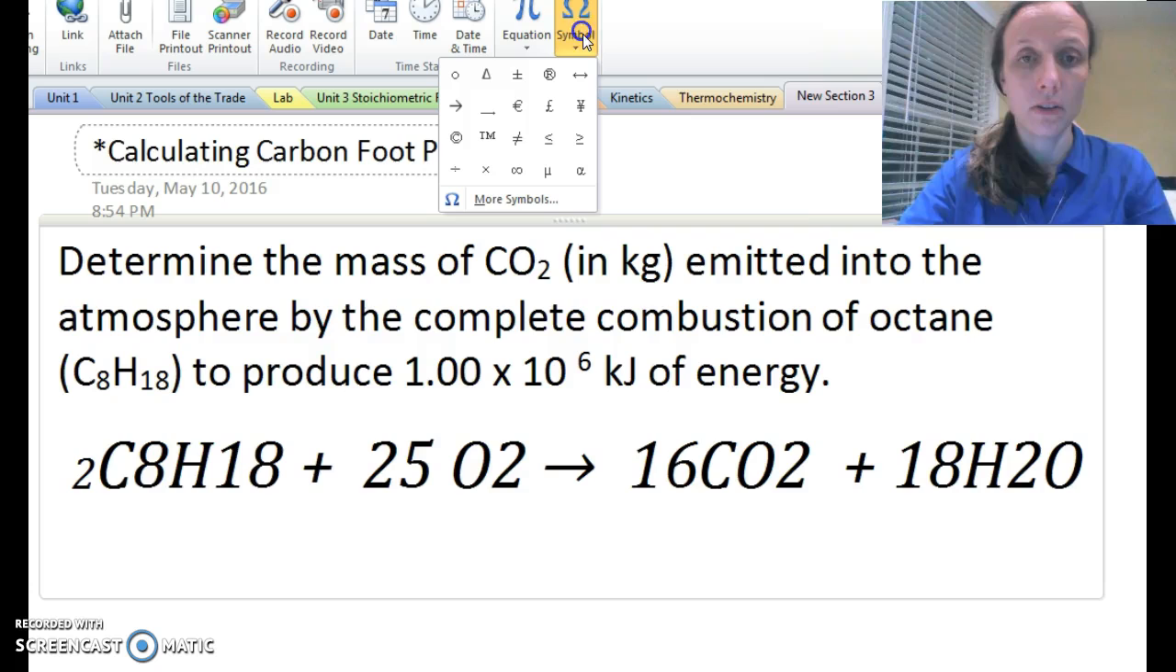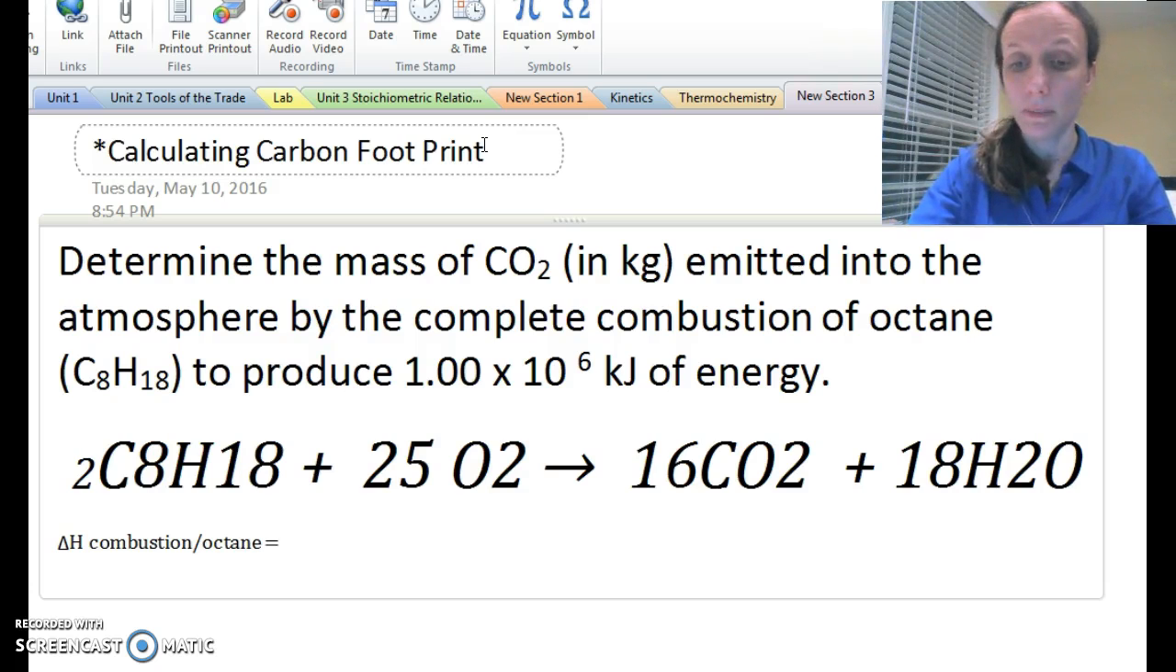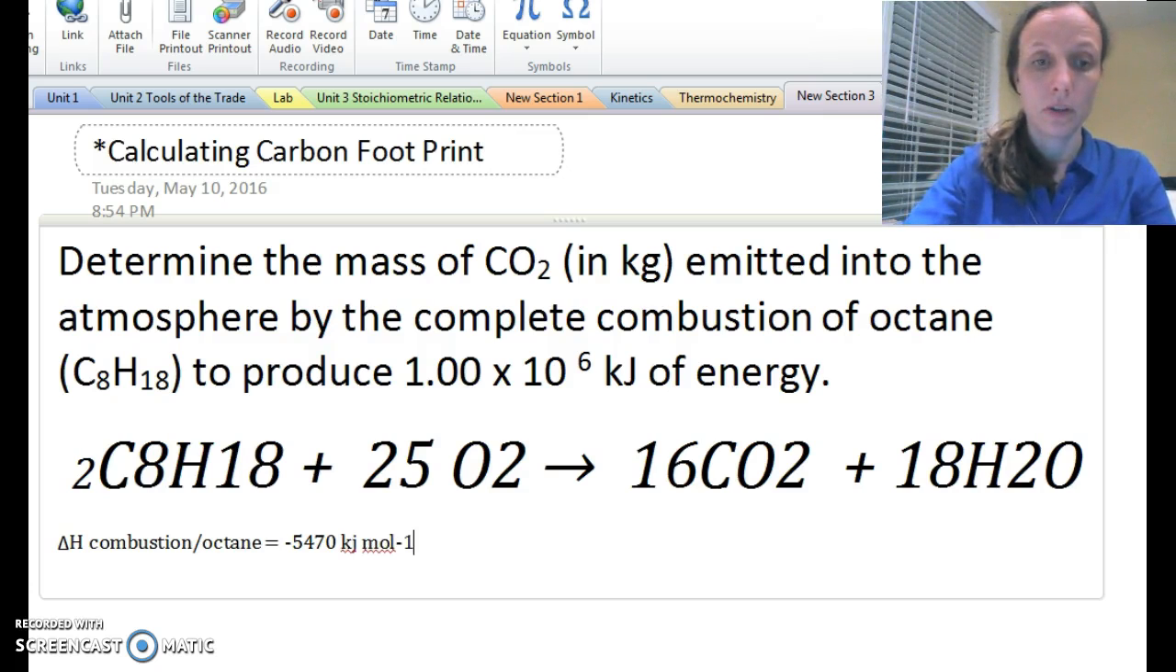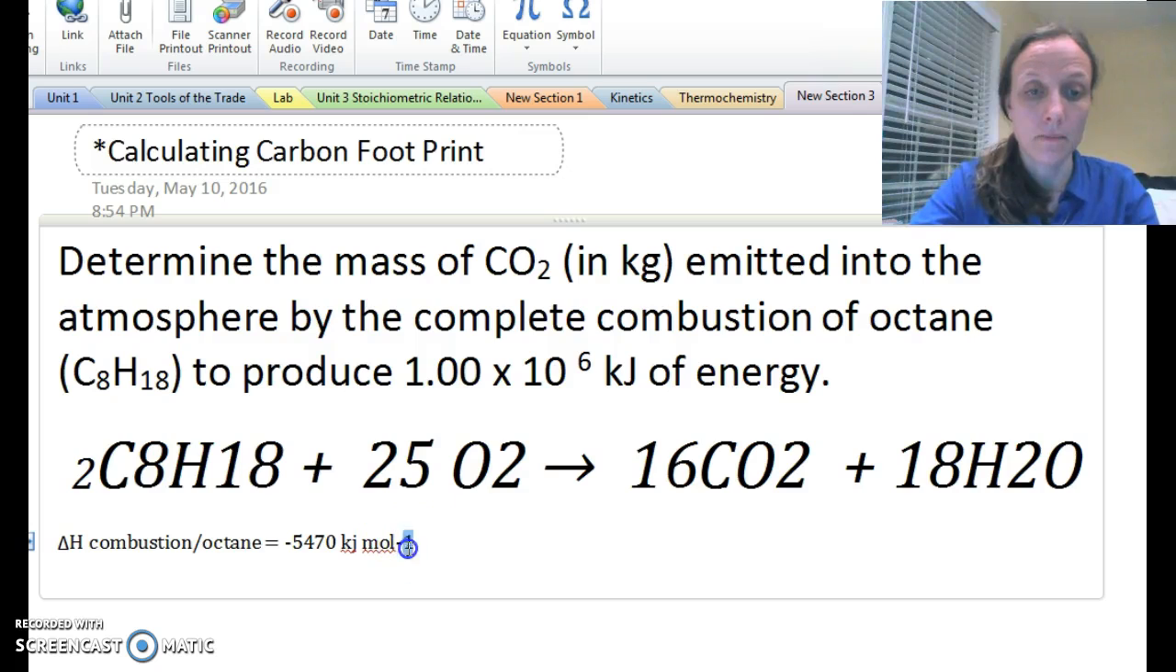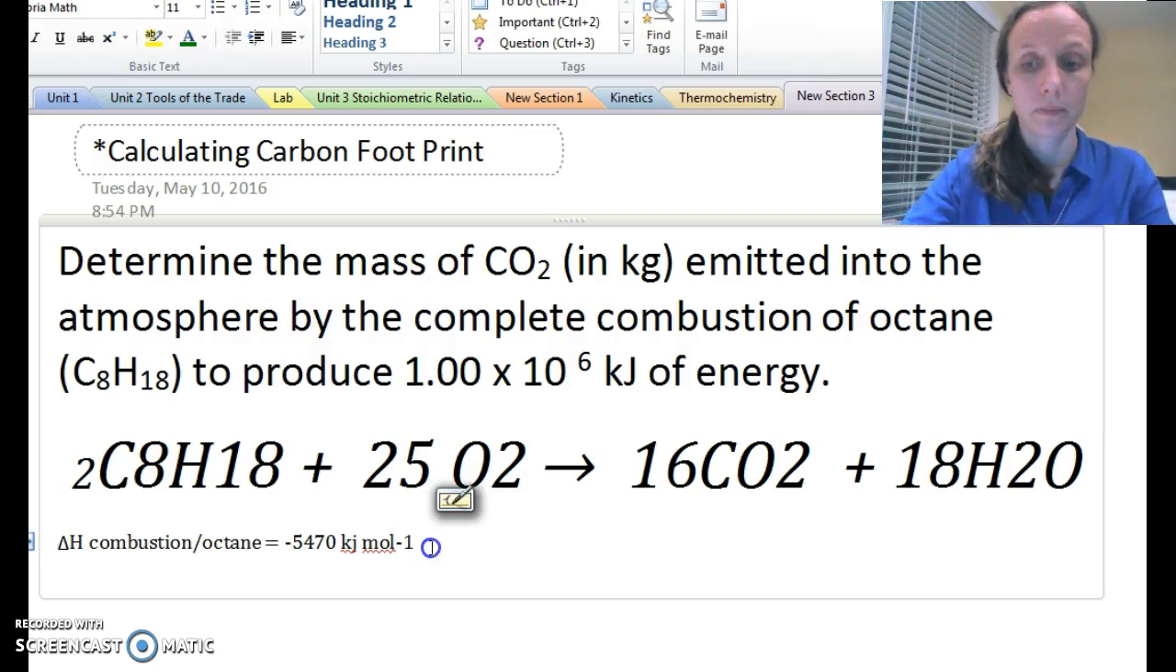let's insert a symbol here. There we go. Of combustion for octane is, let me look at my notes here, 5470 kilojoules per mole. I'll do the fancy -1 here. Wow, it does not like subscripts at all. Alright, we won't do that then. Per mole.